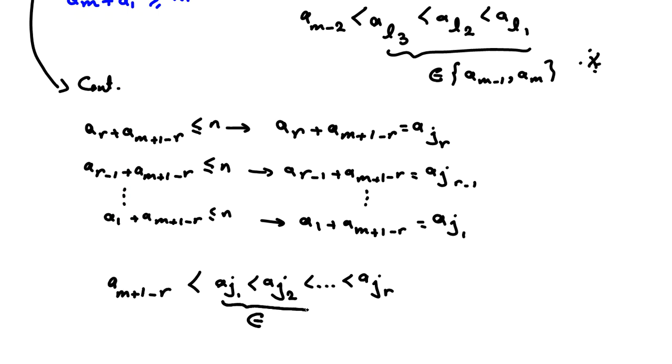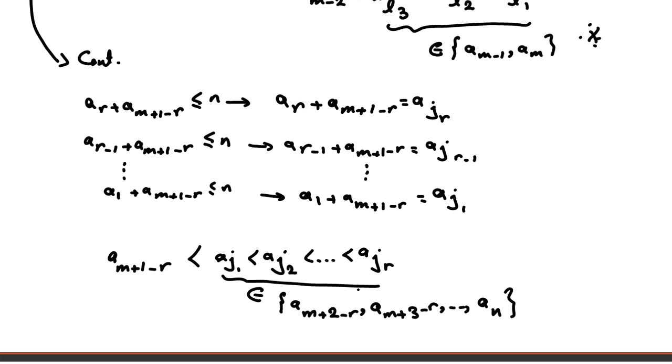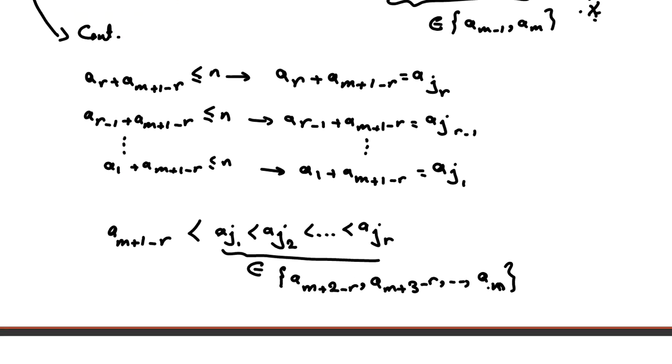So they can belong to what? A_{m+2-r}, A_{m+3-r}, up to A_what? A_m. We should consider we have r elements here, and the last one is A_m. We should have r minus 1 elements here to reach a contradiction. How many elements are here? Last one minus first one plus 1. So m will be cancelled. It will be r minus 2 plus 1, which is r minus 1 elements. But we need r different elements here, so that's a contradiction.